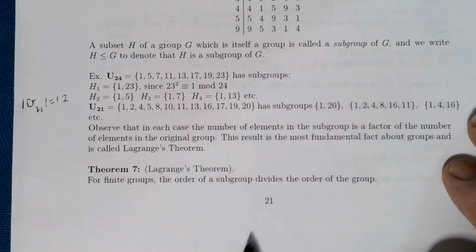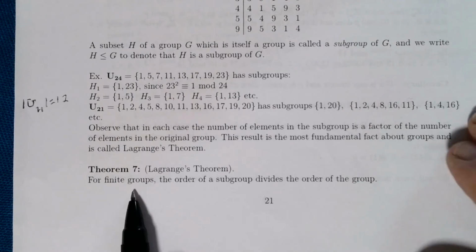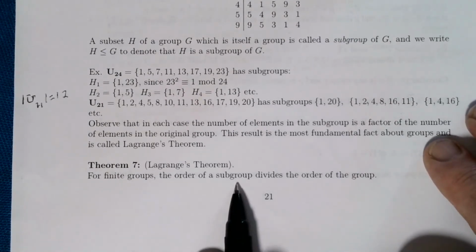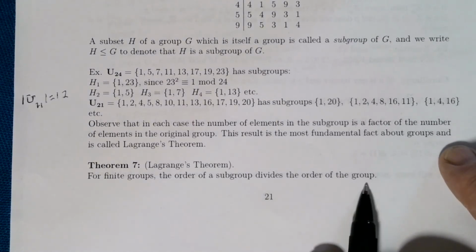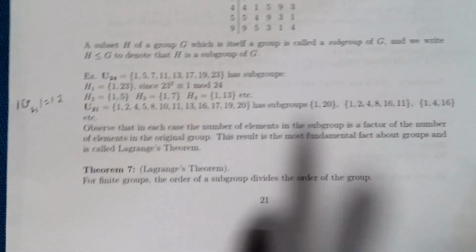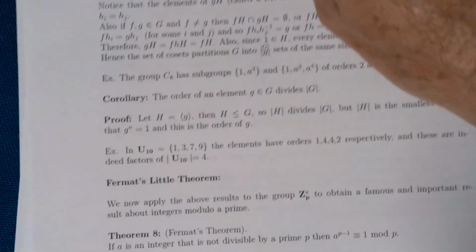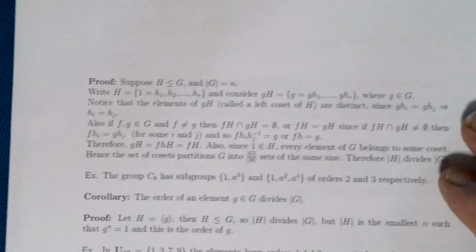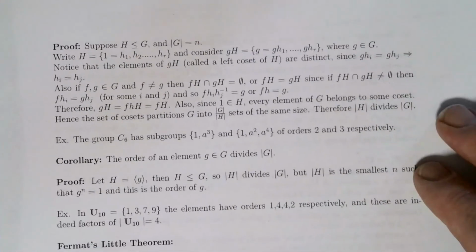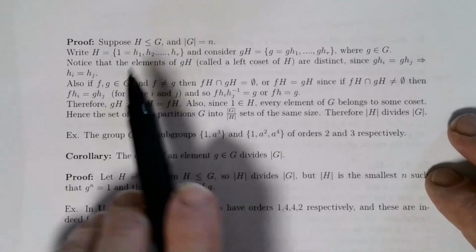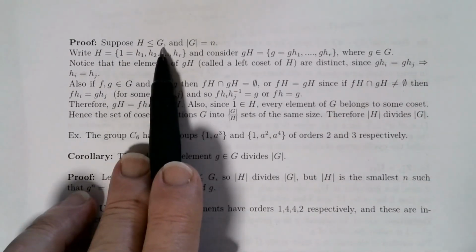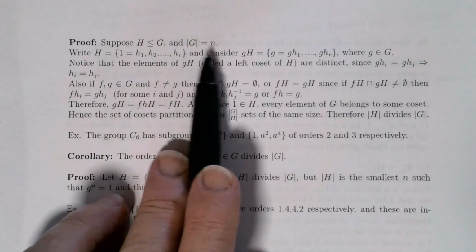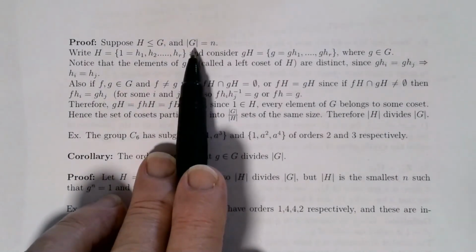So Lagrange's theorem says for finite groups, the order of a subgroup, that is the number of elements in a subgroup, divides the number of elements in the group, divides the order of the group. And the proof of this is not that difficult, but we'll just quickly go through a little proof of this. So suppose we have our subgroup H is a subgroup of G, and G contains n elements. The size of G is n.